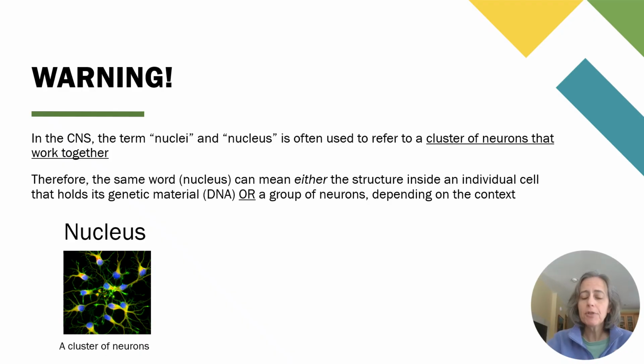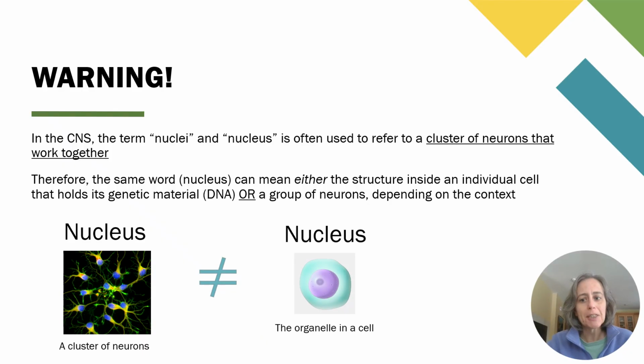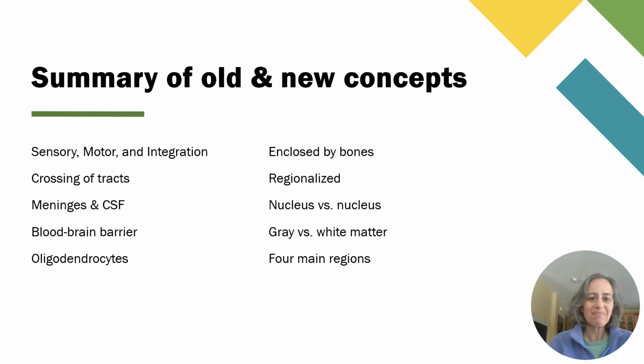Now that's very confusing because the word nucleus can also mean that organelle in a cell that houses its genetic material. So depending on which meaning of the word nucleus you're using, it's going to be different. So just be aware of that. When I was first learning about the brain, I found it very confusing. So hopefully now you won't.